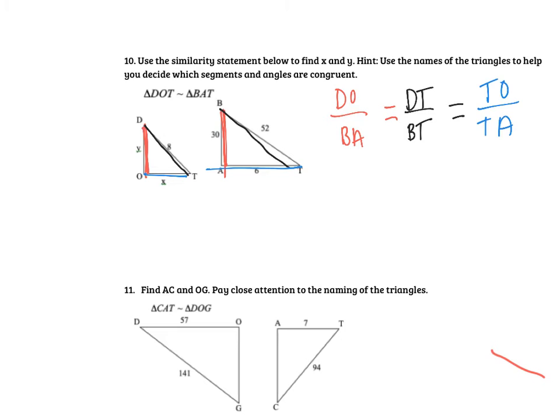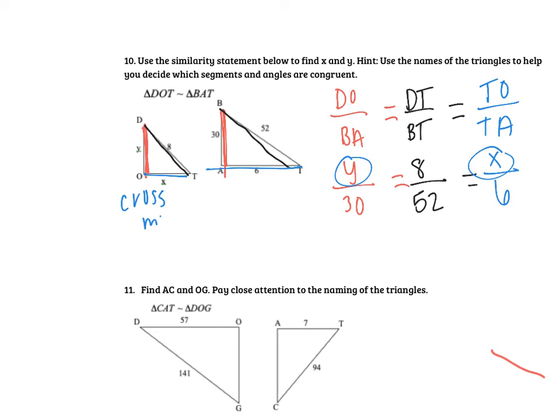If you name them slightly different, that's okay. Just make sure that you're consistent with your naming. So DO over BA, I'm going to plug in my values now. DO is labeled Y. BA is labeled 30. DT is labeled 8. BT is labeled 52. And then TO is labeled X and TA is labeled 6. We need to find Y and X. We do that by cross multiplying.